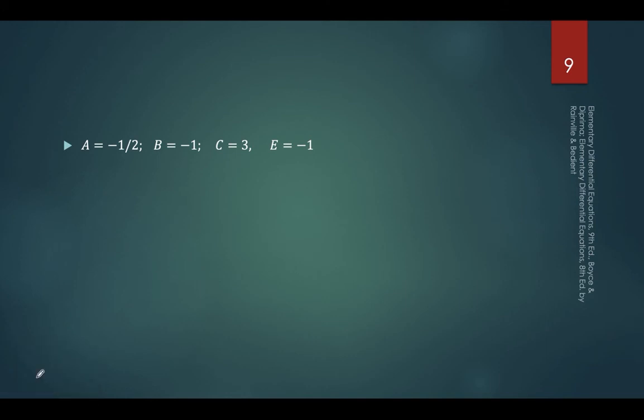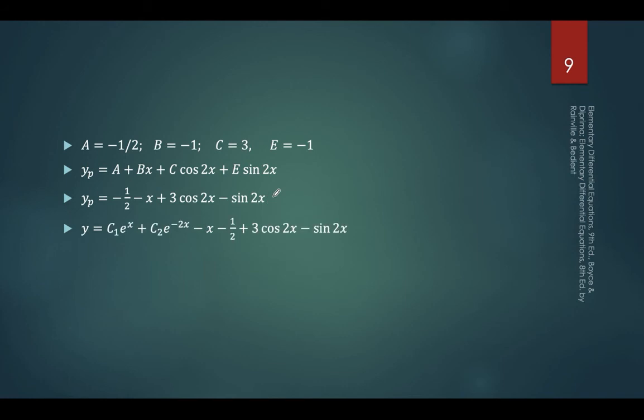So, substitute the undetermined coefficients in your y sub p. That gives you y sub p equals negative 1/2, negative x plus 3 cosine 2x minus sine x. And then we combine that to your complementary solution to obtain your general solution.